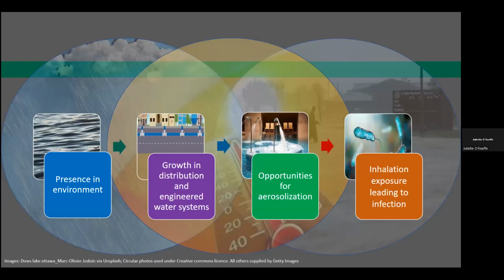So when we're looking at the possible impacts of climate change on these organisms and how they might cause infection, we're trying to consider how things like precipitation, warming climate, storm events, increasing frequency and intensity of extreme events could influence things like the presence in the environment and their growth and distribution in engineered water systems and premise plumbing. Are there going to be changes and opportunities for these to generate aerosols? And if so, is that going to lead to exposures that cause infection in susceptible people?